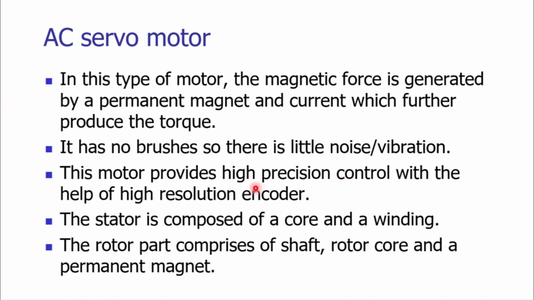AC motors have better precision control and high resolution. The AC motor may provide better precision control when we are employing high resolution encoders. It has the stator, which is composed of the core and the winding, and the rotor, which is a shaft, rotor core, and a permanent magnet. These details of the typical AC motor we have already seen in our previous lecture.